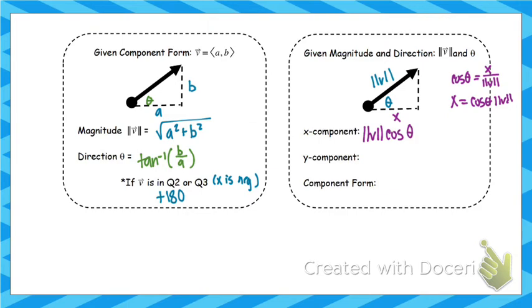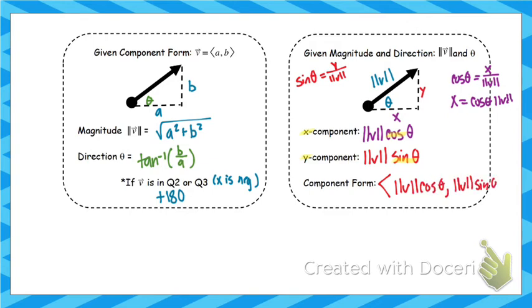Let's say I want to find the y component. Very similar, I would set up a trig ratio, except this time I've got opposite and hypotenuse. So sine theta is opposite over hypotenuse. So my y component would be magnitude times sine theta. And this is probably going to seem pretty familiar to you guys. X goes with cosine, y goes with sine. We've done that a lot this year now. So if I write this in component form, pointy brackets, x, comma, y. And that would be the component form.